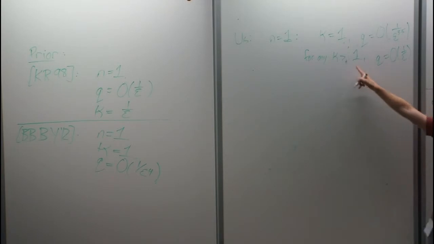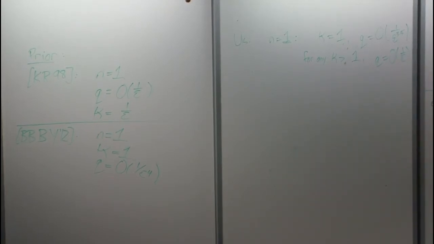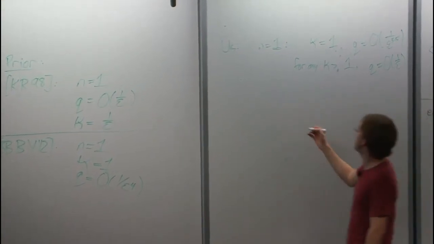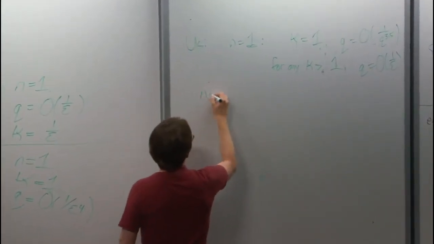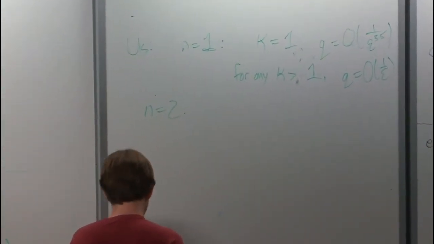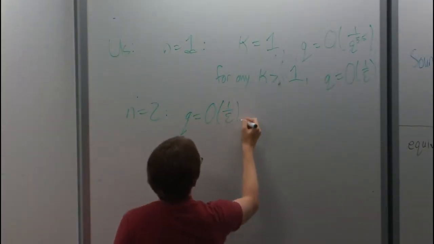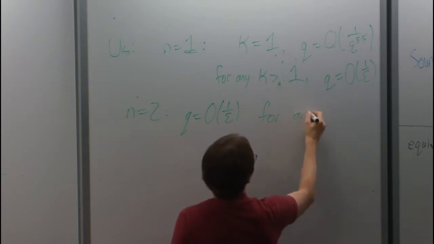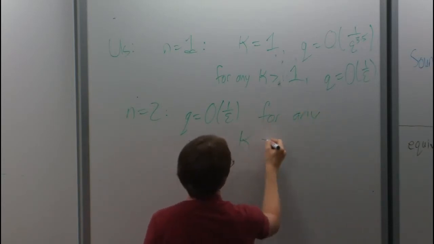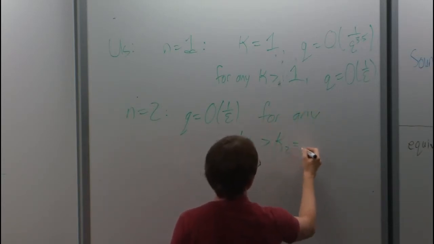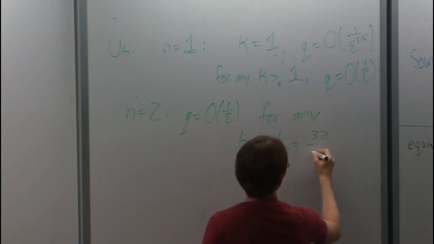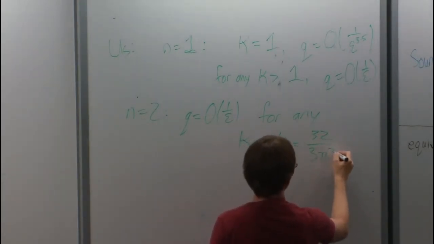So that's good. If you allow yourself a little bit of slack, then you can get even a linear query complexity. But we also got results for higher dimensions. So for n equals 2, actually all our results are basically linear query complexity. This is for any kappa which is strictly bigger than kappa 2, which is 32 over 3 pi squared.